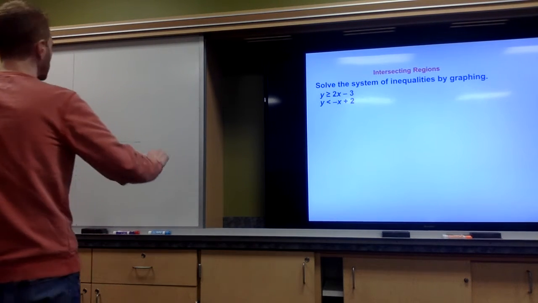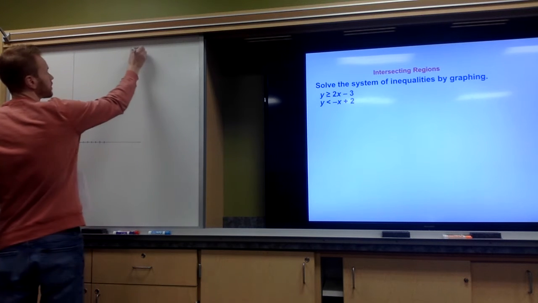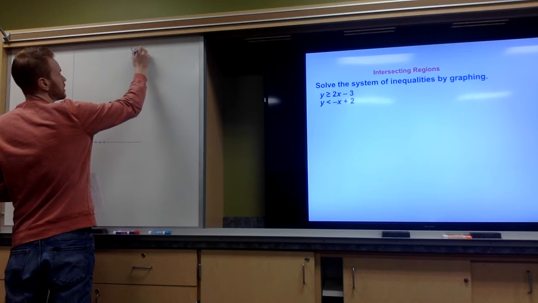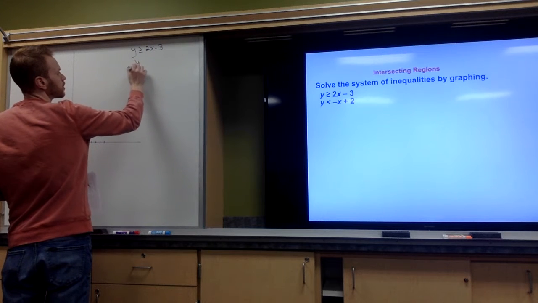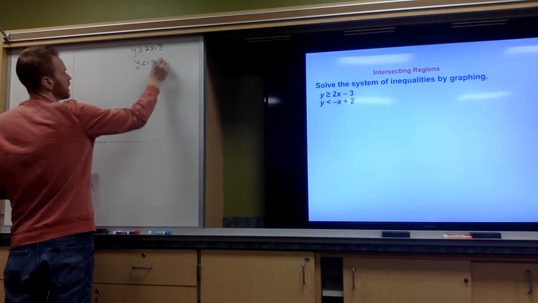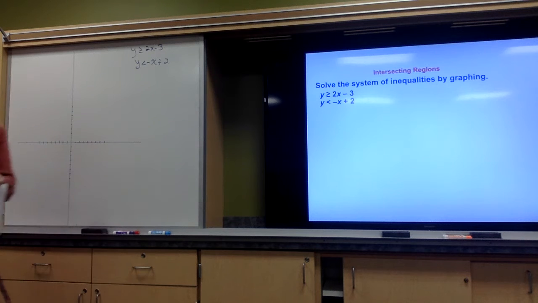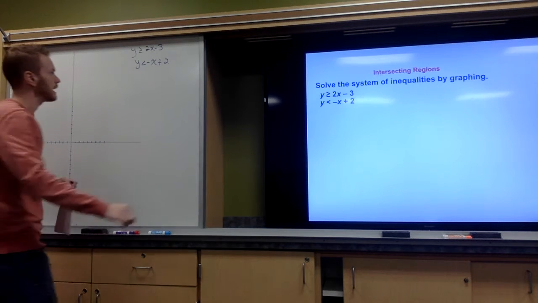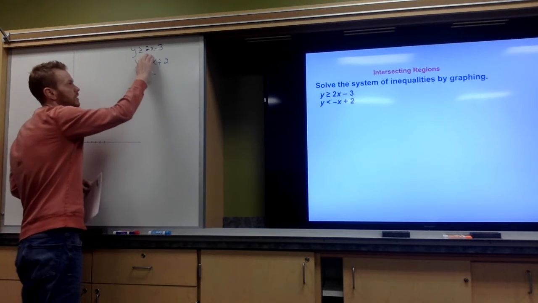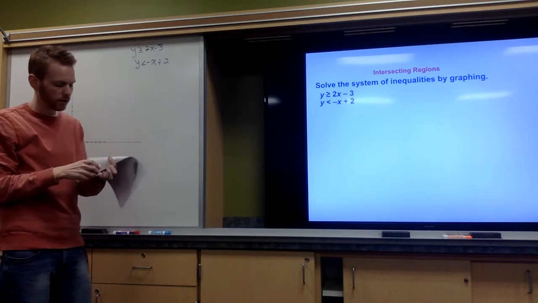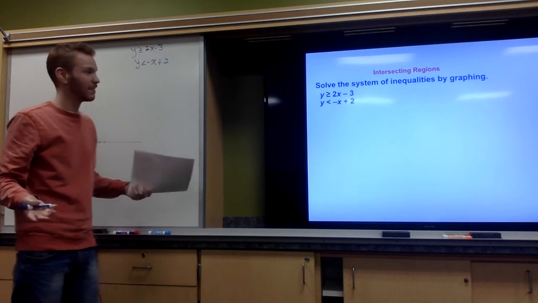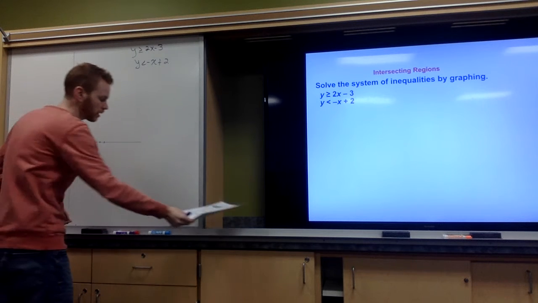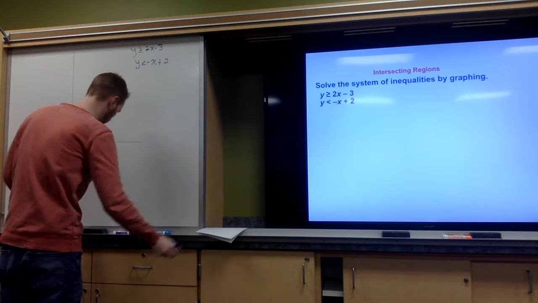So here's our first one. I have y is greater than or equal to 2x minus 3, and y is less than negative x plus 2. I want to find answers that make this guy and this guy true. And here's the part that we have to be careful with. There's more than one answer that will make this work. So what we're going to do is graph each one individually.